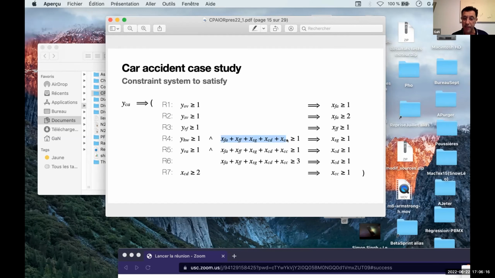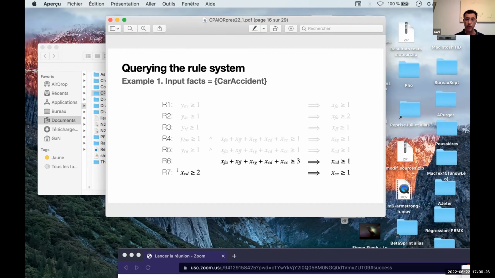So it's kind of implicit reasoning in which the conclusion of the rule can be seen in the premises of the rule. So if we want to run this system and query the example to understand how it is activated, I give one example, in which case the input facts are only the car accident. So the car accident, all the rules were concerning car accident, and this is how the system simplifies.